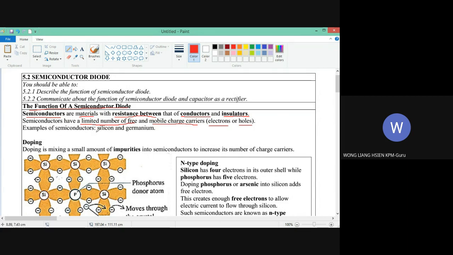Examples of semiconductors are silicon and germanium. Silicon is the most common material that we use to make electronic components.